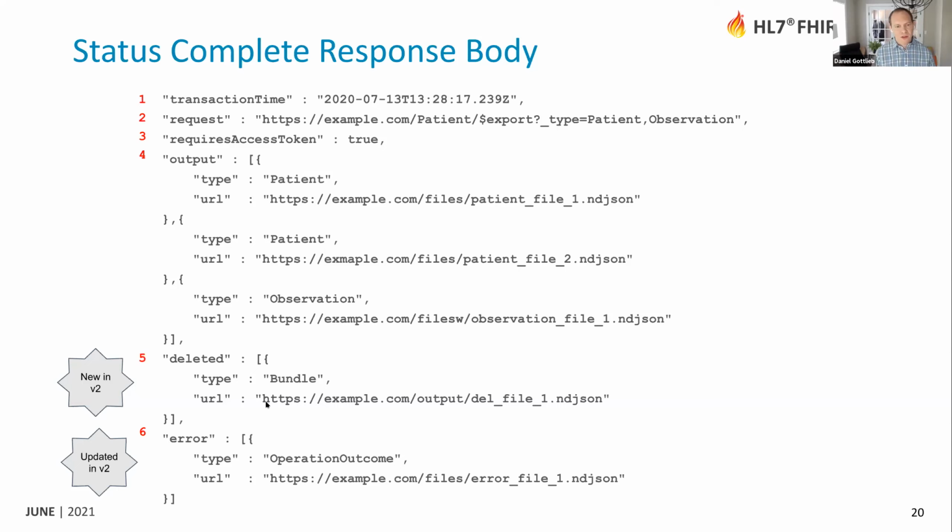Section 5 there is deleted. This is something that was added in version 2, and it's a way for servers to communicate to clients that some information may have been previously sent in error. So this isn't really an attempt to have a sync mechanism. This is really more if a server, for example, included a patient in a previous data set that it shouldn't have. This is a way to signal to clients that it should delete those records that were sent in error.